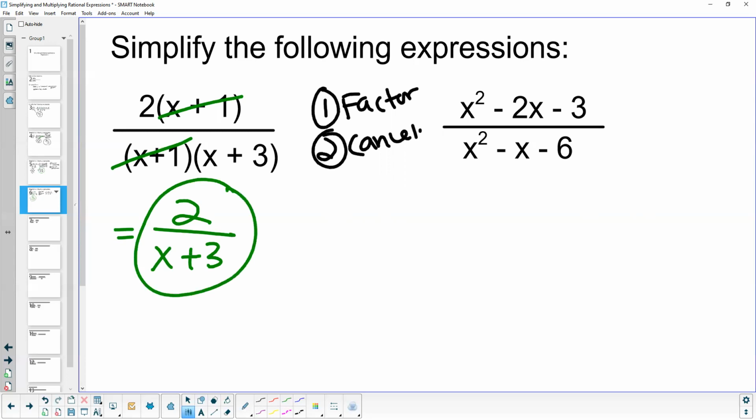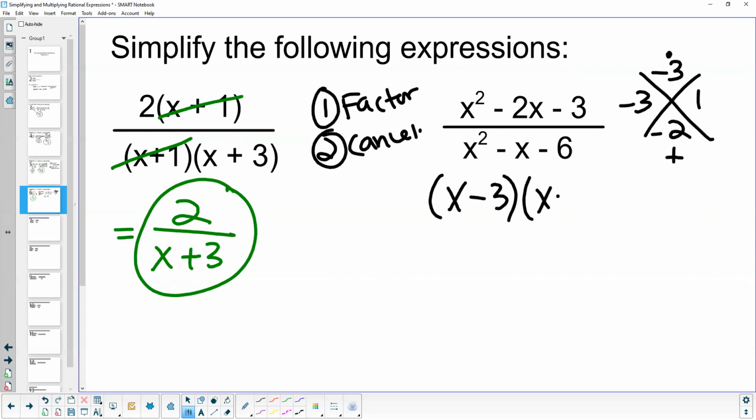We now have a trinomial on top of a trinomial. So just like we did before, our first step when it comes to simplifying an expression is to factor it. So let's go ahead and factor these. I want two numbers that multiply to -3 and add to -2. Well, that'll be -3 and 1. So on top, I've got an x minus 3 and an x minus 1.